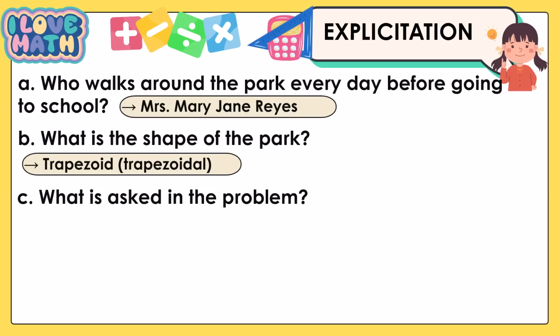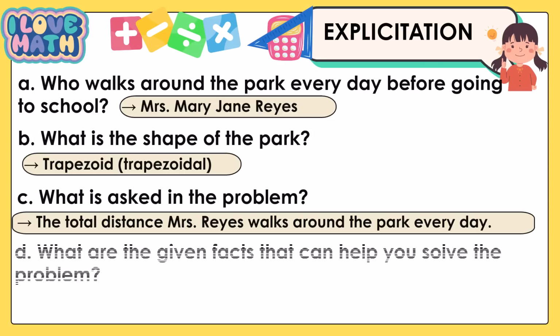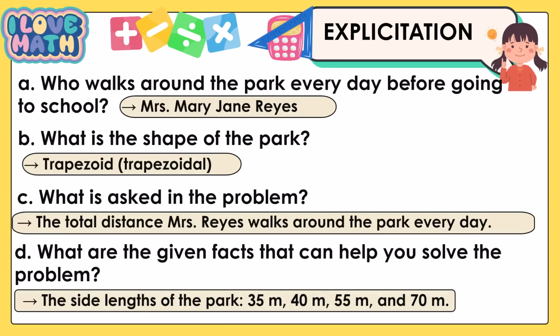C. What is asked in the problem? The answer: the total distance Mrs. Reyes walks around the park every day. D. What are the given facts that can help you solve the problem? The answer: the side lengths of the park, 35 meters, 40 meters, 55 meters, and 70 meters.